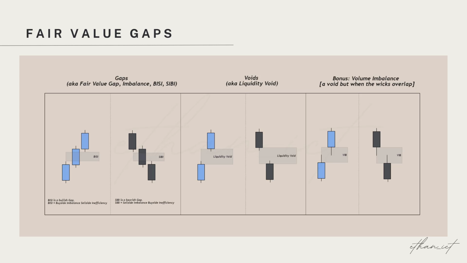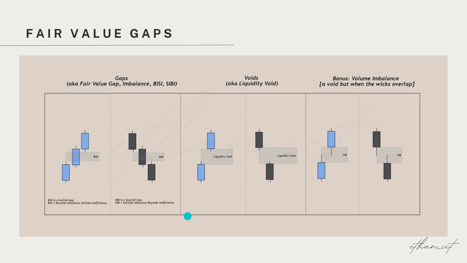When looking for inefficiencies in the market, I look for 3 types of gaps: fair value gaps, liquidity voids, and volume imbalances. The main type of inefficiency we will look for in a unicorn model is the fair value gap. The fair value gaps are formations of 3 consecutive candles. A bullish fair value gap is created when candle number 1's wick high does not meet candle number 3's wick low. A bearish fair value gap is created when candle number 1's wick low does not meet candle number 3's wick high.